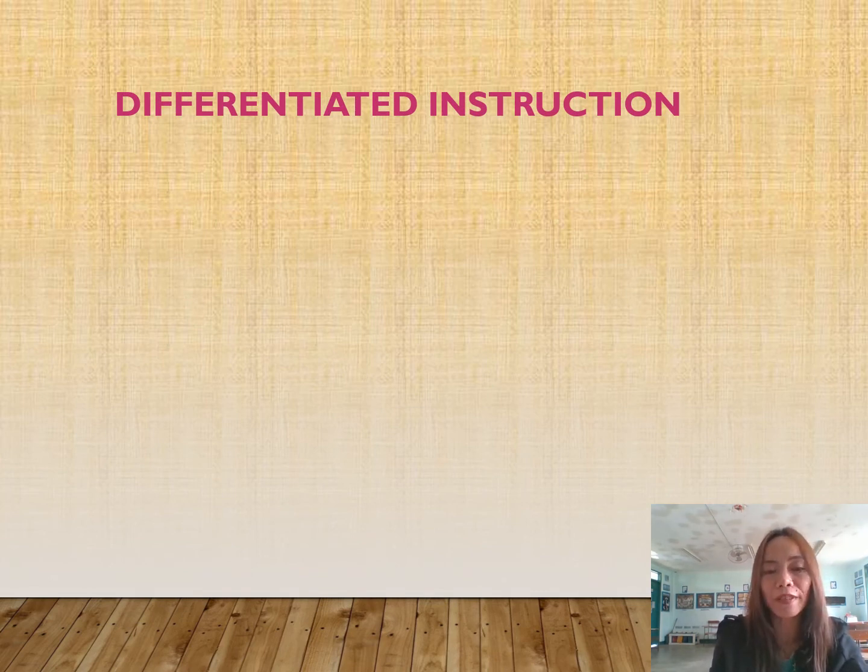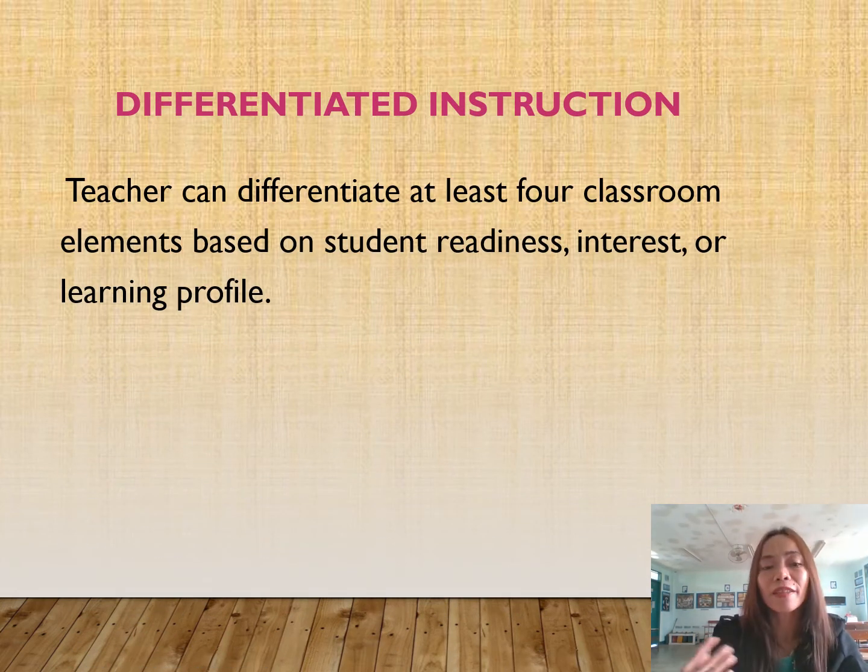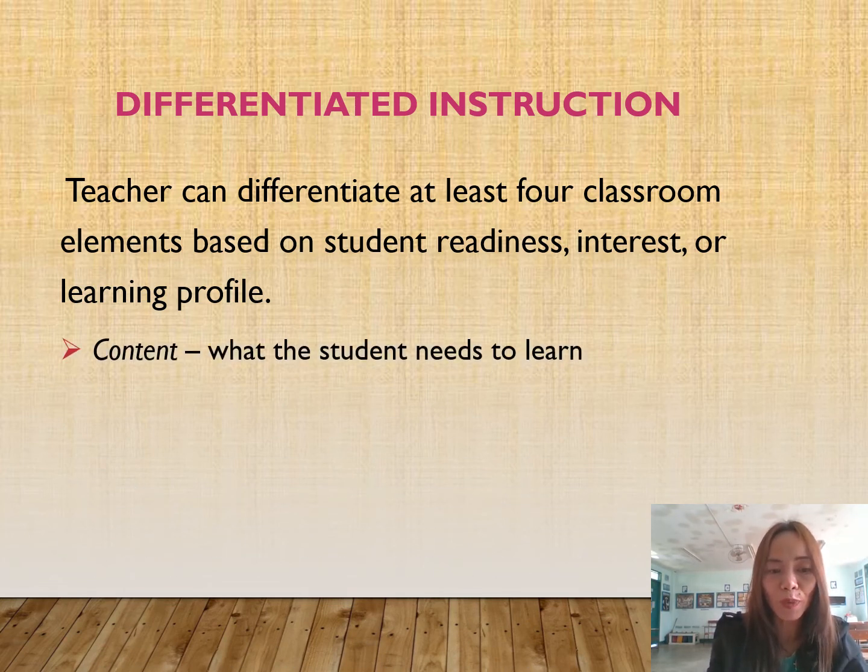Okay, so we have here differentiated instruction. Because not all students are the same, they have different or multi-intelligences. Some are high in IQ and some are low. So teachers should find ways to be effective in their teaching. A teacher can differentiate at least 4 classroom elements based on students' readiness, interest, or learning profile. So the first one is content.